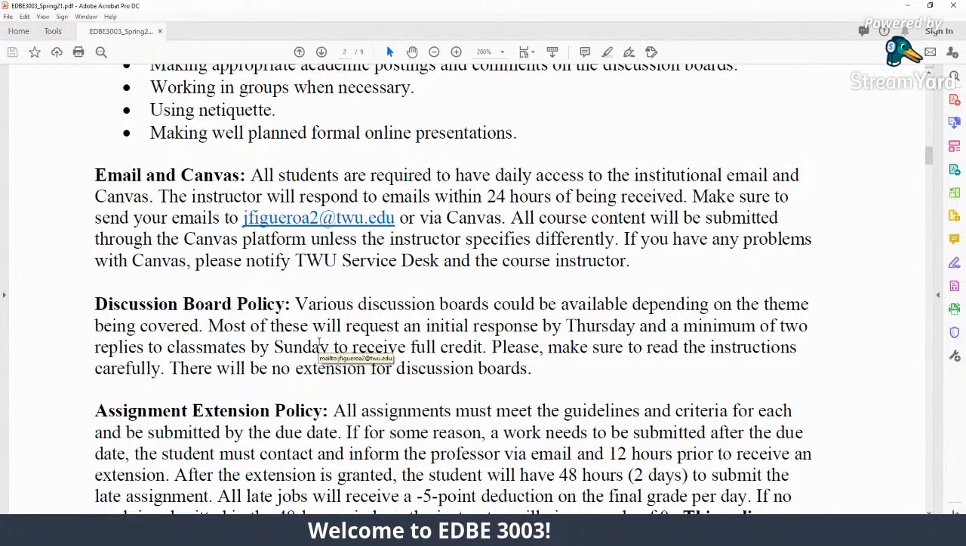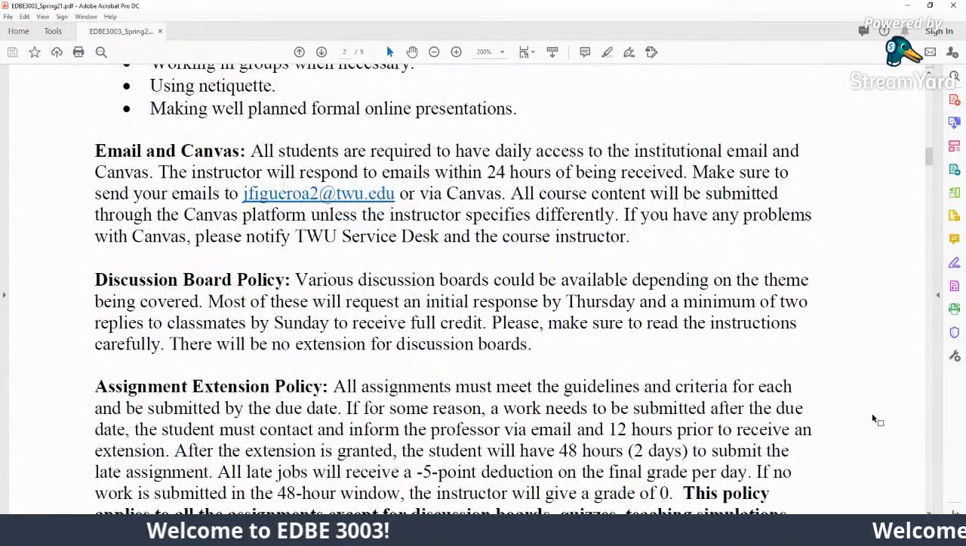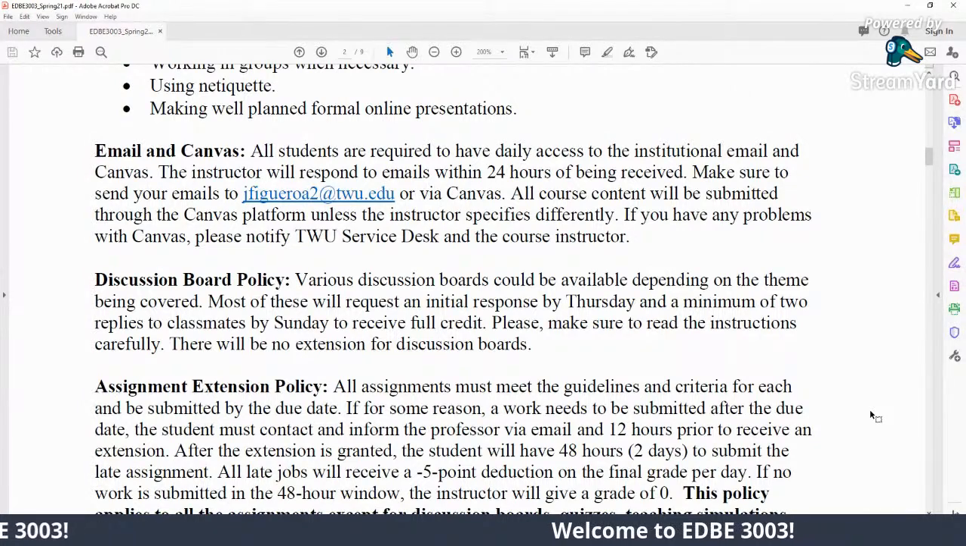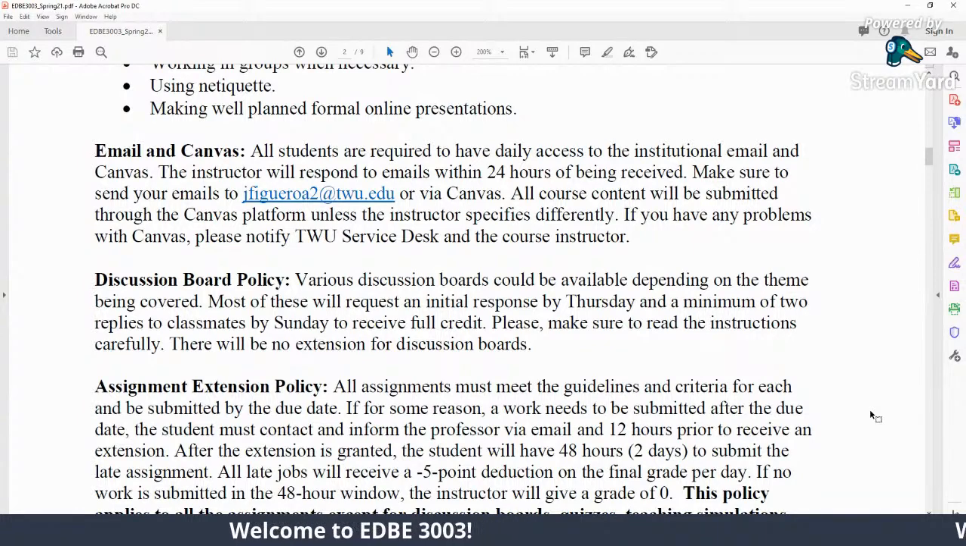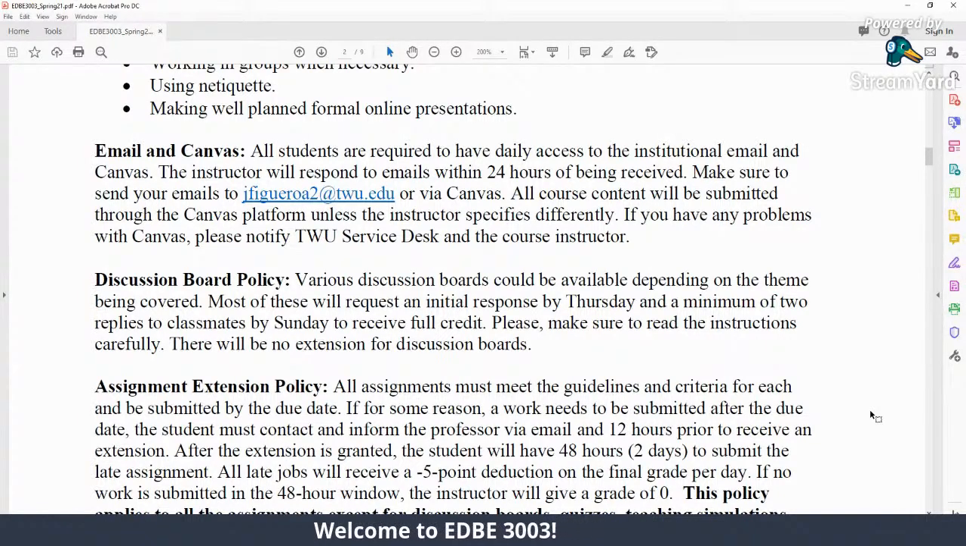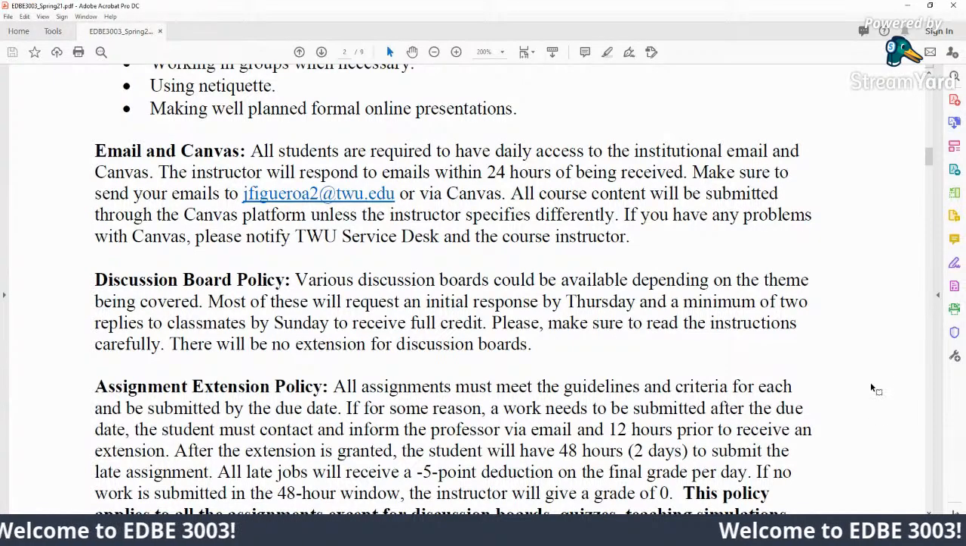Discussion board policy. Various discussion boards could be available depending on the theme being covered. Most of these will request an initial response by Thursday and a minimum of 2 replies to classmates by Sunday to receive full credit. Please make sure to read the instructions carefully. There will be no extension for discussion boards.